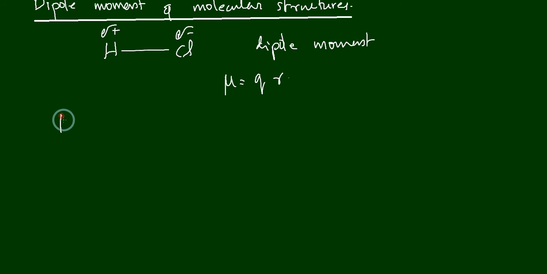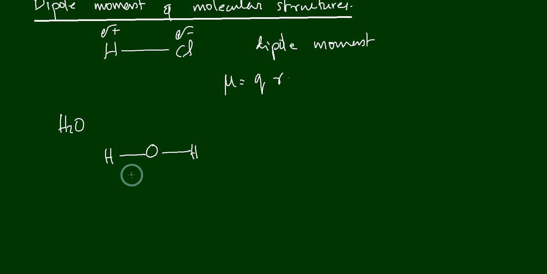H2O, water, H2O, right? For H2O, we are considering two possible structures. One is a linear structure: the oxygen atom is here, and hydrogen and hydrogen. So this is a linear structure. All the three atoms are in a line. So that is why it is called a linear structure.